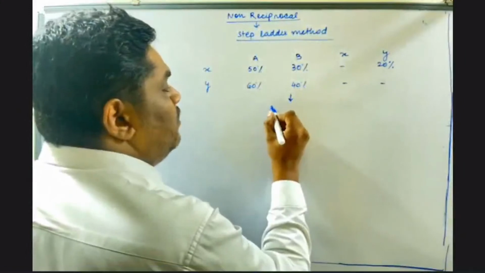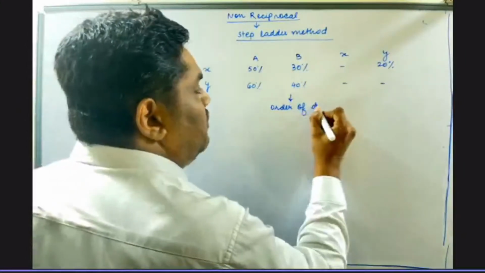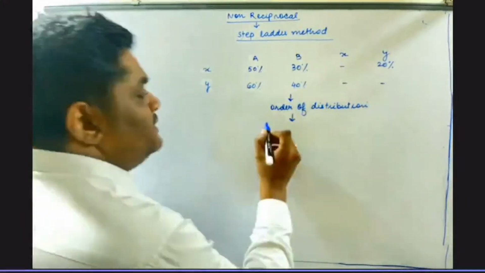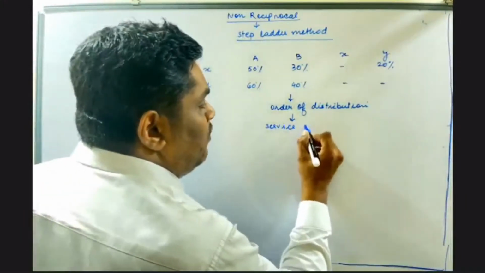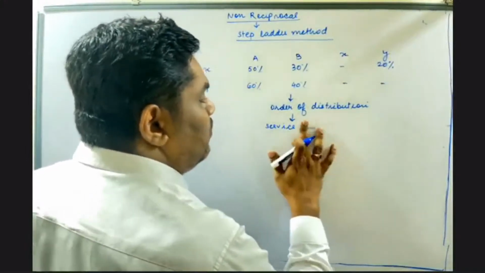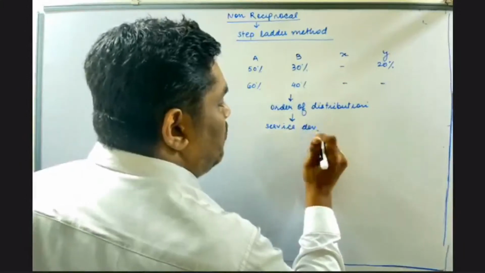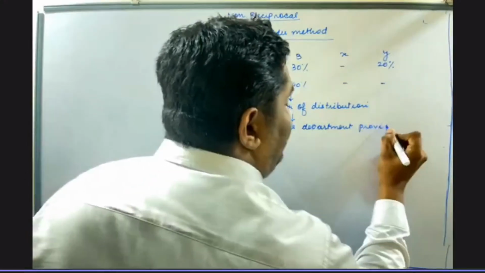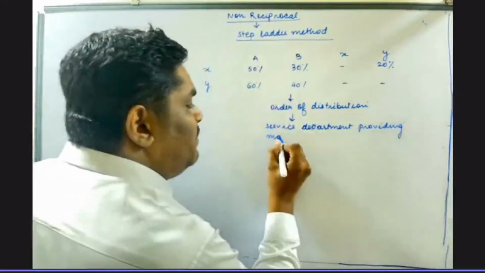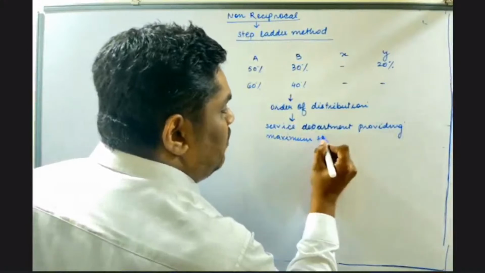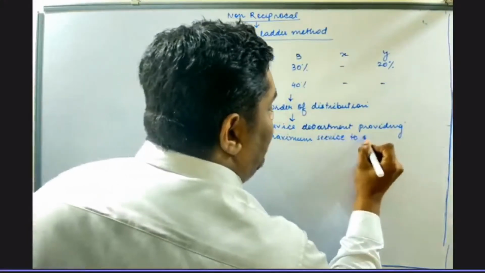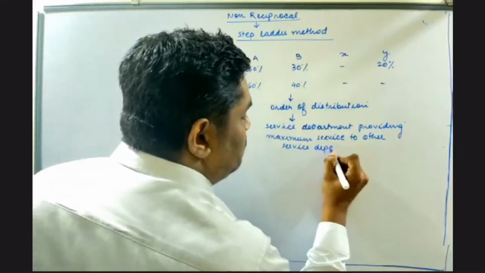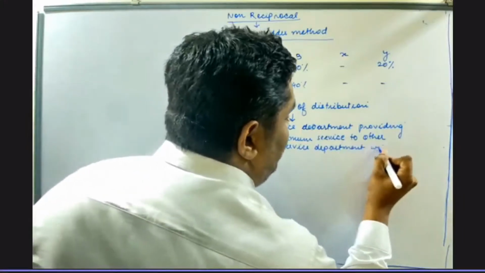So, when talking about the order of distribution, the service department providing maximum number of services, or maximum service, to other service departments will be distributed first.